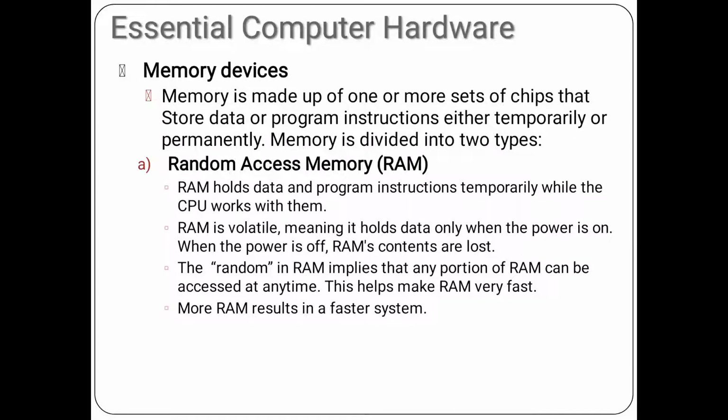Computer hardware: memory device. Memory is made up of one or more sheets of chips that store data and program instructions either temporarily or permanently. Memory is divided into two types.